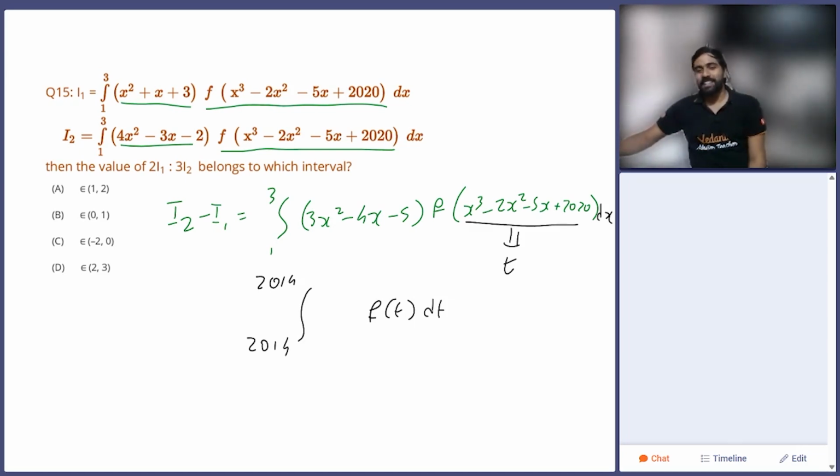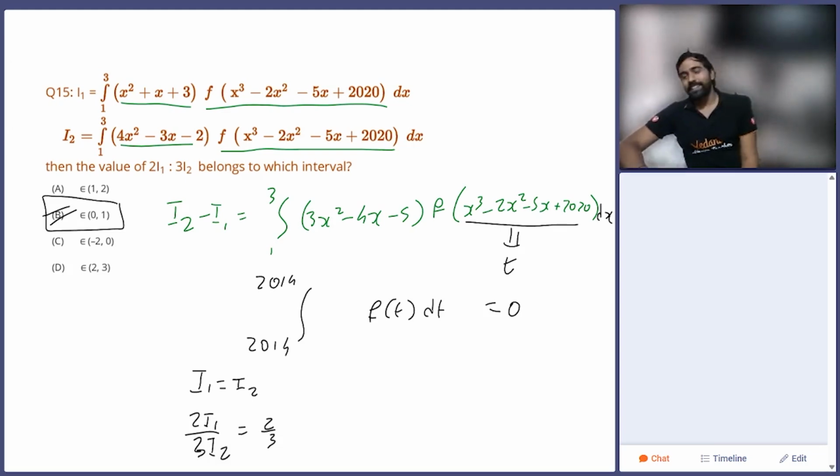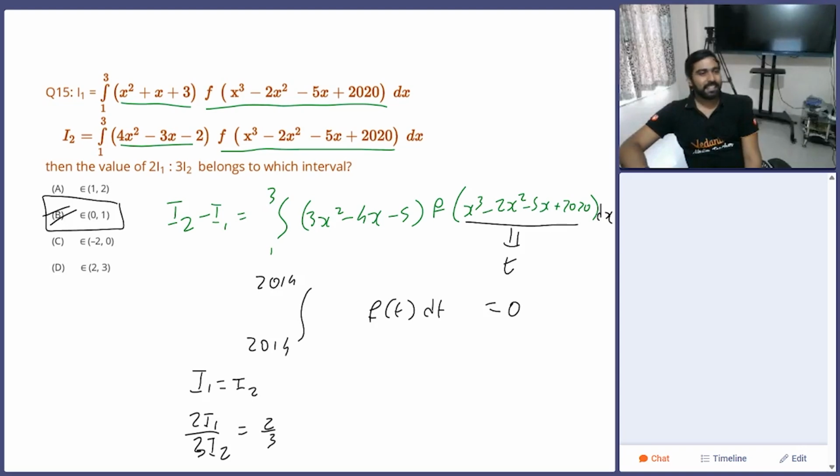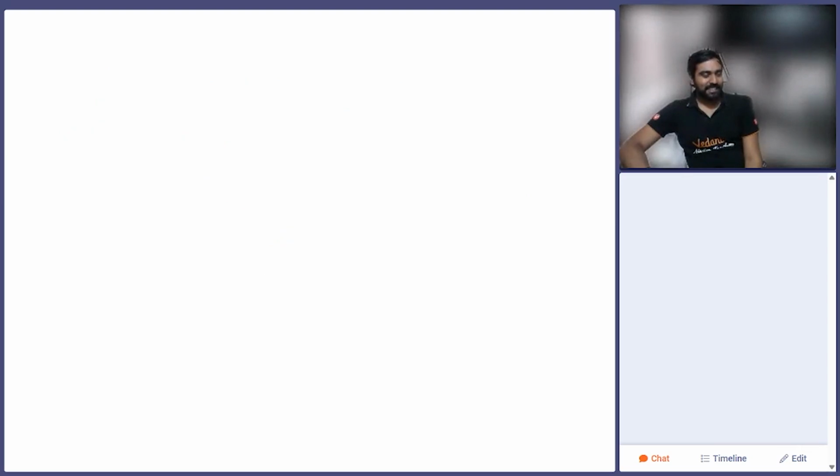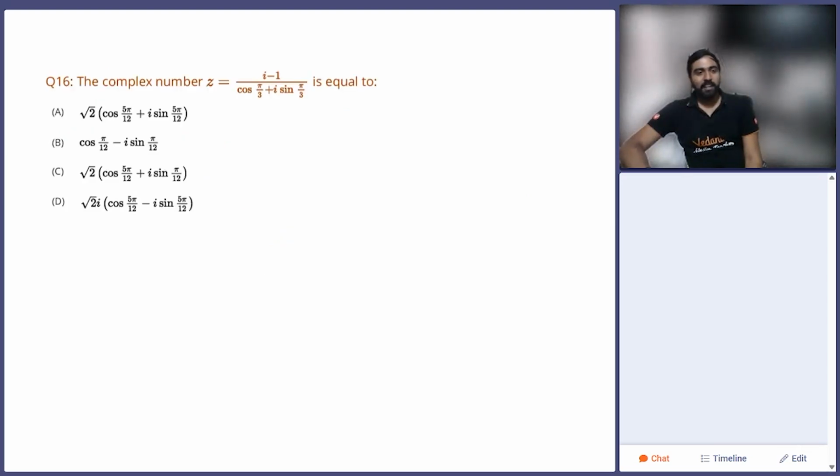So what does this mean? This means that I have this integral equal to simply 0, meaning I1 is equal to I2, meaning 2I1 upon 3I2 is simply equal to 2 by 3, which lies between 0 and 1, option B, the answer for this question. Okay, plain and simple basics of the question. Okay, clear everyone? Sure. Moving on.